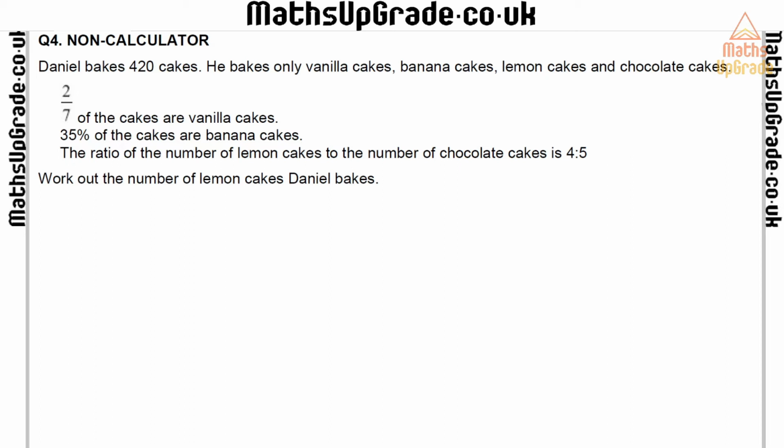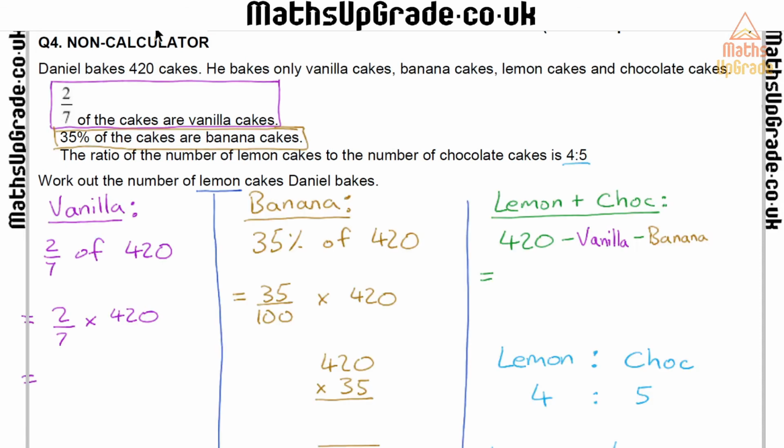So for this, I'm going to split my working out section here into 3 columns. In the first column, I'm going to work out the number of vanilla cakes, since it's 2/7 of 420. In this section here, I'm going to work out the number of banana cakes, since that's a percentage of the total. And then what's left will be the lemon and chocolate cakes combined. Then I can divide that amount into this ratio, and that will tell me how many lemon cakes he bakes.